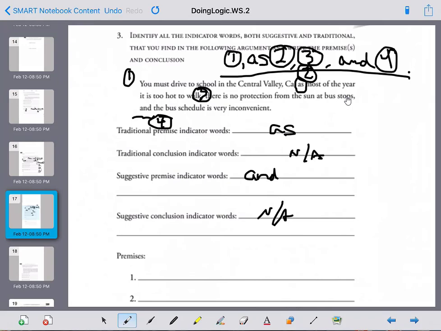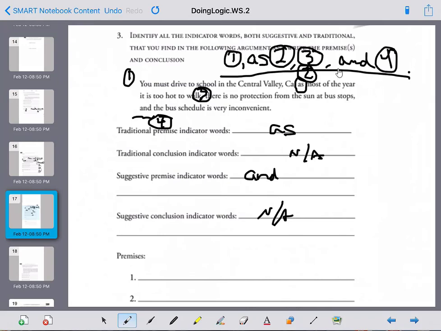Okay, let's go ahead and go to the next one. Let's see how many we have. We're almost done. Good. Again, I hope this has become very helpful for you. Again, the first thing I'm going to do is look for indicator words. So let's look at them.